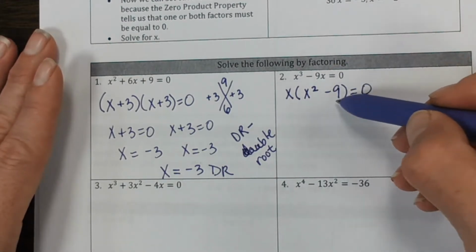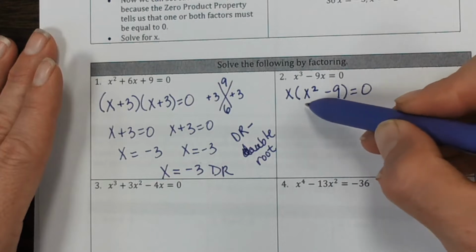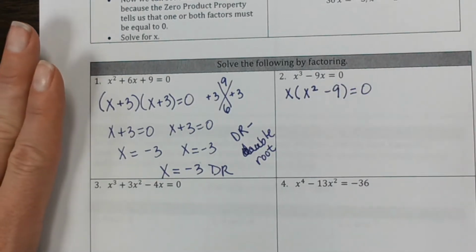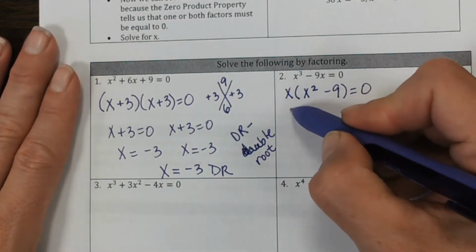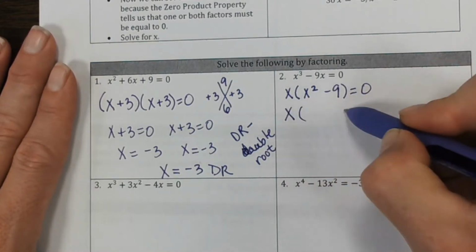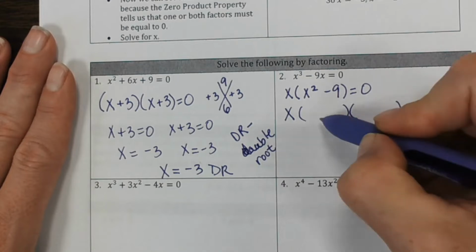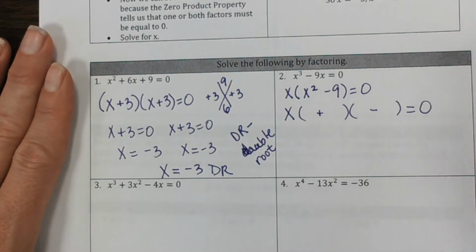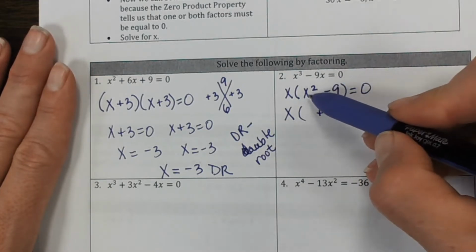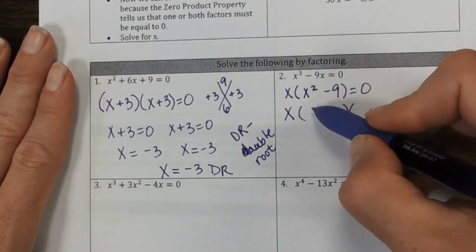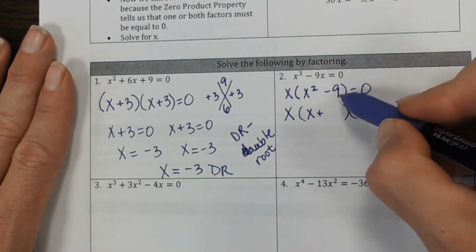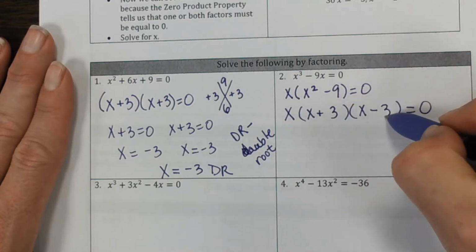So I recognize I have two terms. It's a perfect square minus a perfect square. So this is our difference of squares. So we bring our GCF down, that x, and then we write ourselves two sets of parentheses, a plus in one and a minus in the other, and we know that we're still equal to 0. So we take our pattern for difference of squares. We take our x squared, the square root of that would be x, and the square root of 9 is 3 and 3.